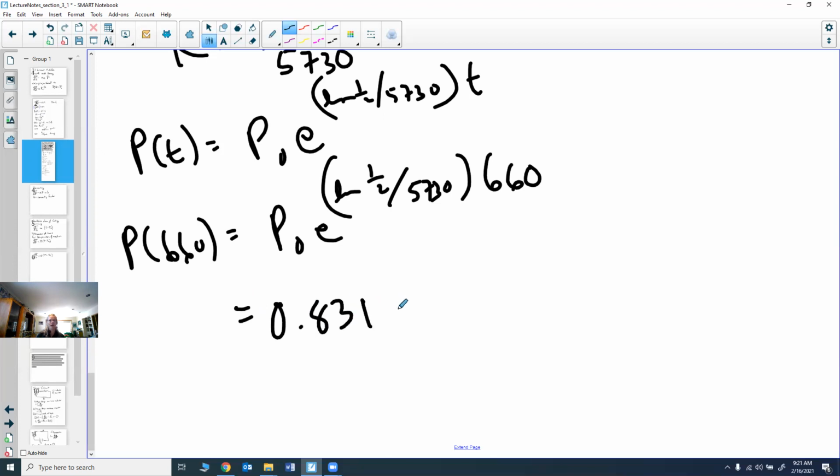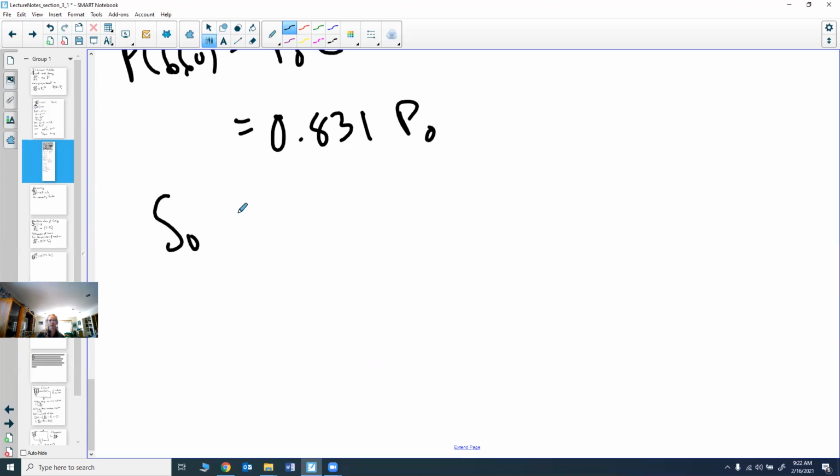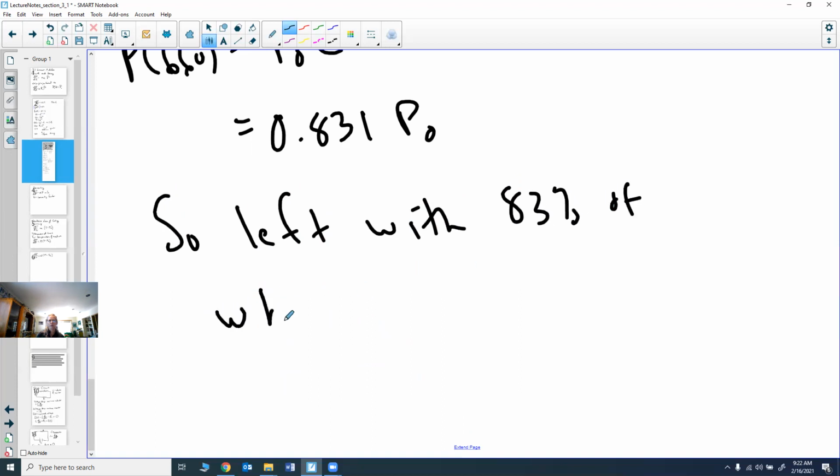Let's call it that. We don't know what P0 is, but all we want to know is what percent was left. So P0 is how much we started with. And then what we're left with is about 83% of what we started with. So left with 83% of what you started with. And this is how they do carbon dating, is they actually look to see what percent is left, and from that they then can extrapolate back to find out what time it was.